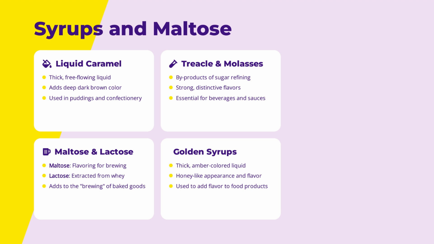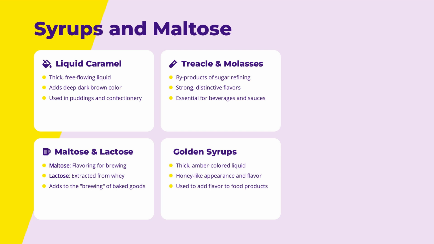The first product is liquid caramel. Liquid caramel is a thick, free-flowing syrup that gives bakery products a rich brown color and a pleasant caramel flavor. It is commonly used in puddings, confectionery products, bakery fillings, sauces, and beverages where both color and flavor enhancement are required. The next products are treacle and molasses.